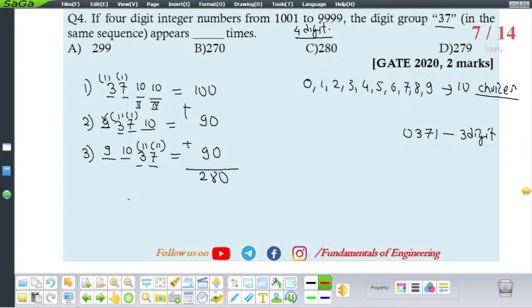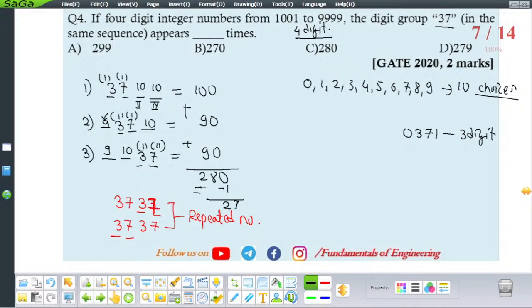if we are writing 37 at the first position, we can use 37 like this. So this will be possible. And 37 at the second position, this will be there, right? So you are getting this repeated number. We can't use these 2, we have to use only 1. So from this you have to deduct 1. So 280 minus 1, you are getting 279. That will be the final answer, 279, option D.